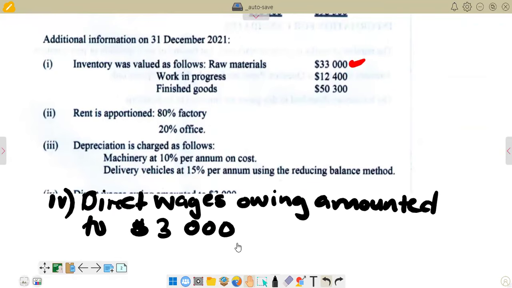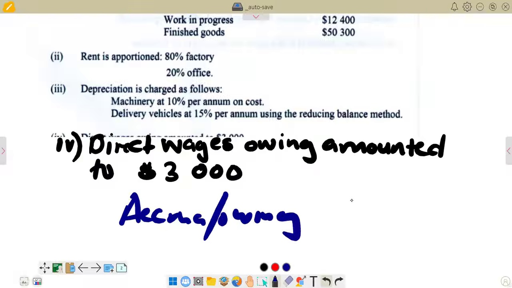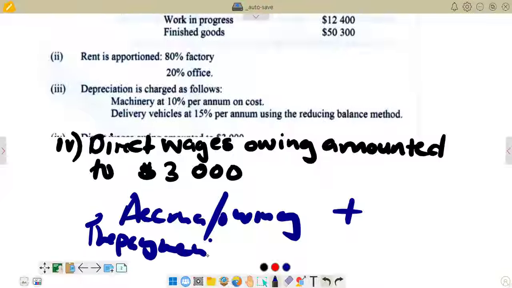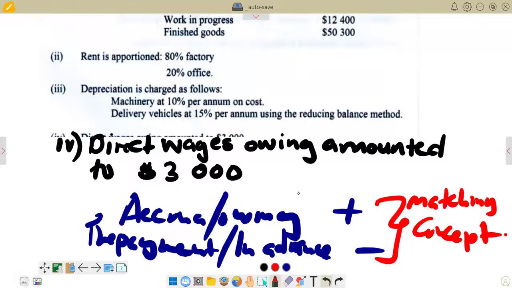So remember the adjustment that we make when there is an accrual or owing. Whenever we see accrual or owing, we are supposed to add. And when we see anything that is indicated as a prepayment, or paid in advance, we're supposed to subtract. We are trying to comply with the matching concept, the matching or accruals concept. So this is how we adjust whenever we have these adjustments.